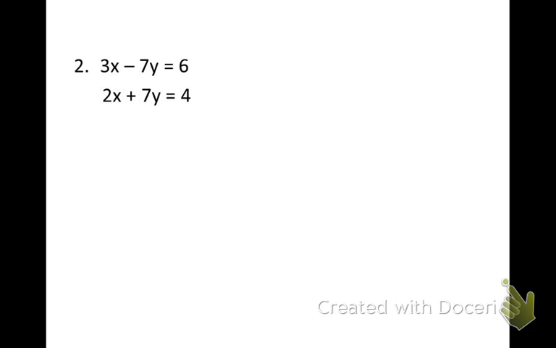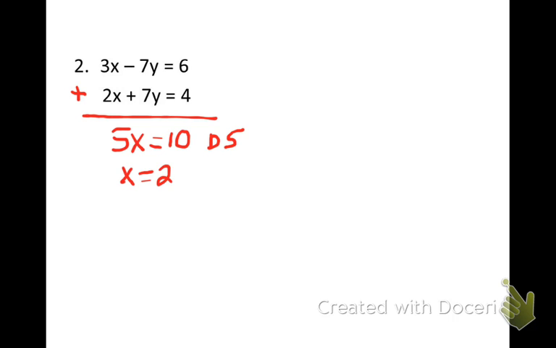So in this one, since no variable has a coefficient of 1, we notice the 7s are the same, or actually opposite in this case. So that tells me I probably should add to eliminate a variable. So 3x plus 2x is 5x. Negative 7y plus 7y would be 0 equals 10. Divide by 5, and I get x equals 2.